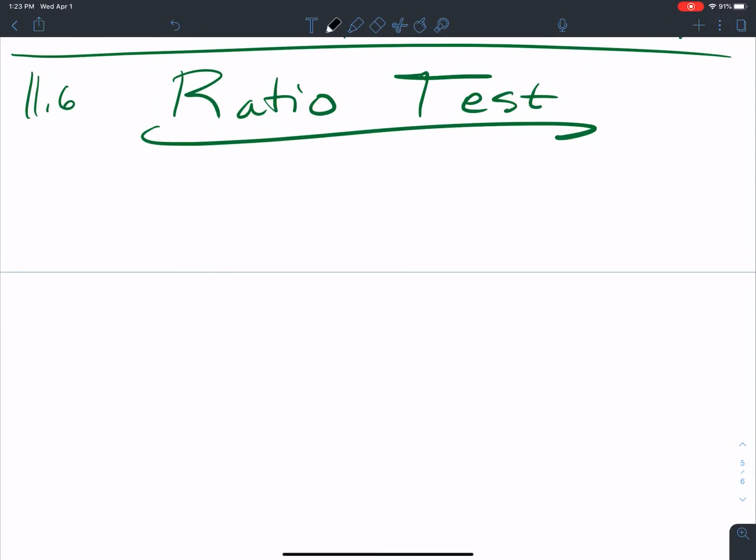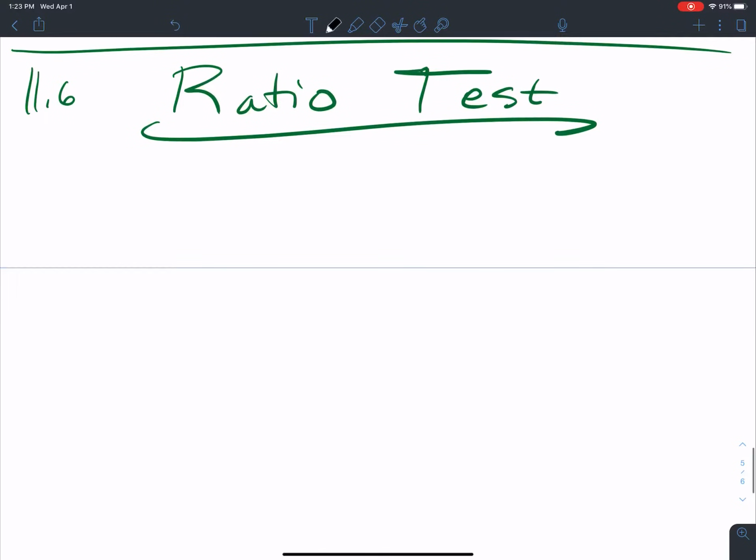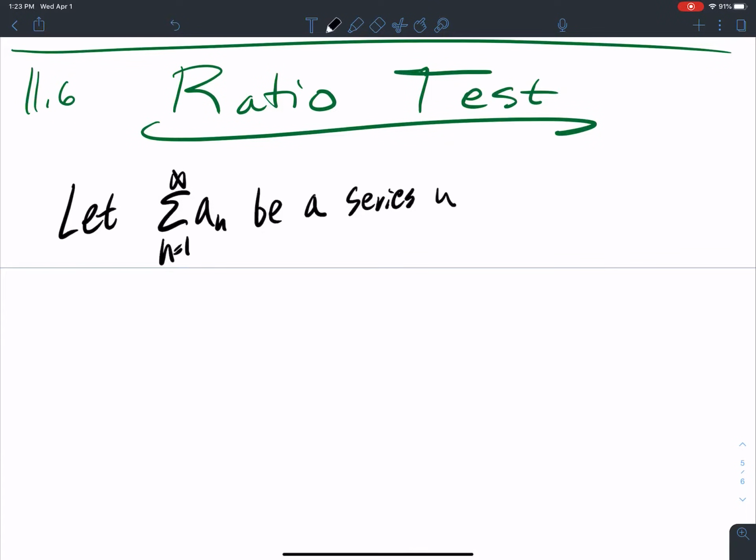All right, so today we're going to talk about the ratio test. Okay, so this one is a pretty cool test. What we're going to do is let the series, n equal 1 to infinity of a sub n, be a series with non-zero terms.